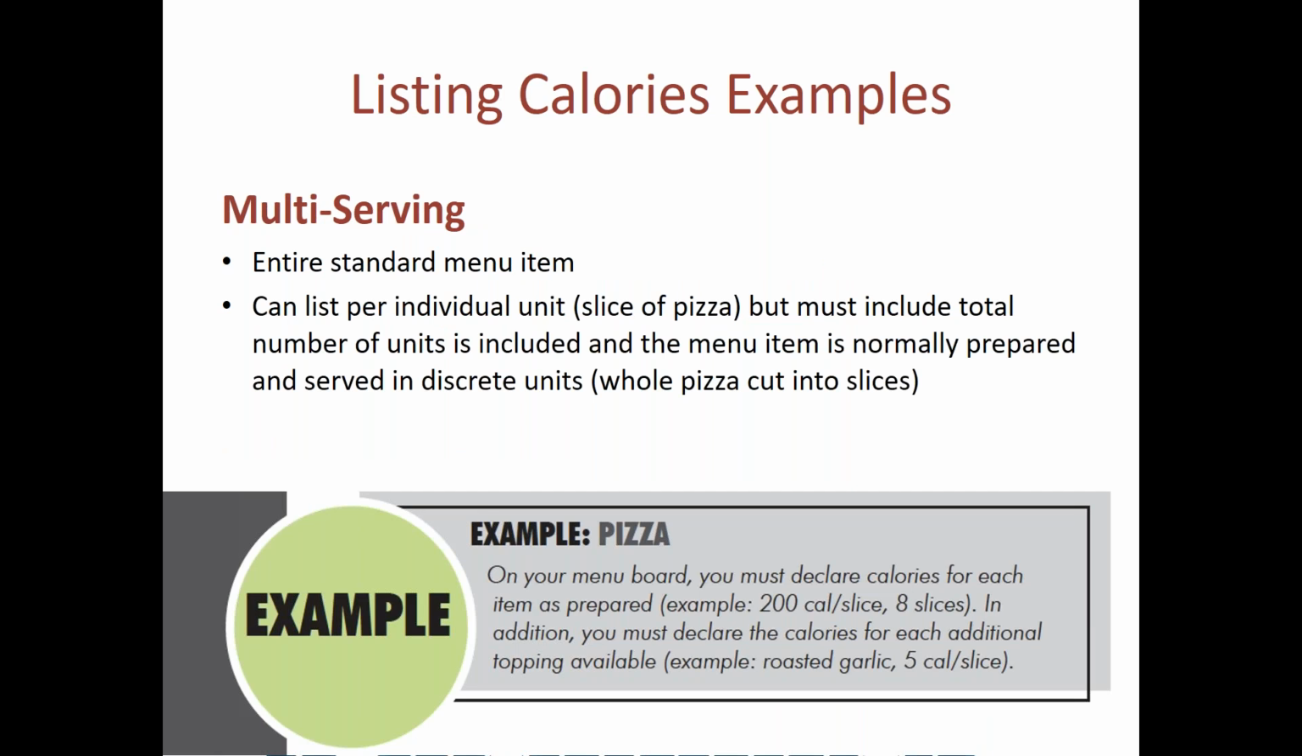For multi-serving items, you either need to label for the entire contents of the item, or in the example of pizza, you can list per individual unit, but you must include the total number of units included in that menu item. So for example, you can include the calories for a specific slice of pizza if that pizza is also served in discrete units or cut into slices, and then denote how many slices are per pizza. If you have toppings on that pizza, you can also list out what the topping calories would be for each slice.